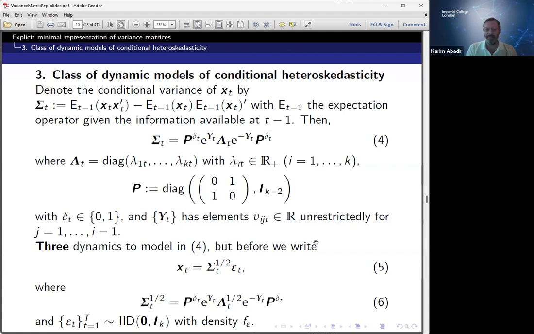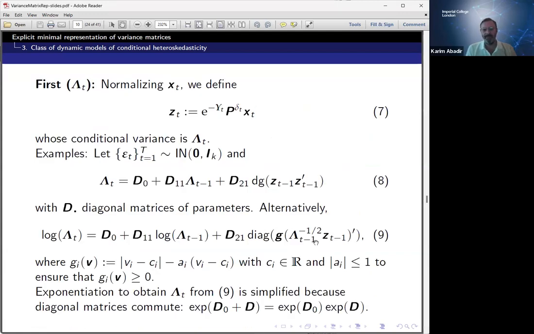Now the 3 dynamics model. First of all, the diagonal dynamics are straightforward if you normalize the x vector, if you rotate it by the orthogonal matrix. Then you've got a z vector which has a conditional variance of lambda, and this can be modeled by a traditional GARCH, EGARCH process. So equation 8 is a GARCH, equation 9 is an EGARCH. And because we assume normality, there's no loss of generality from modeling component by component.